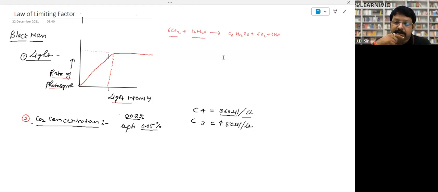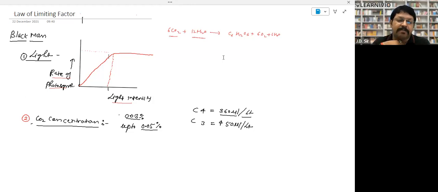So what is the limiting factor? The one which is present in the least amount. Your internet is present only for 30 minutes. Now your internet becomes the limiting factor, right? That limits the duration and the quality of the class. Your laptop, your electricity, my electricity, there are multiple factors. The factor which is present in the least amount limits the reaction. This is called the law of limiting factor.